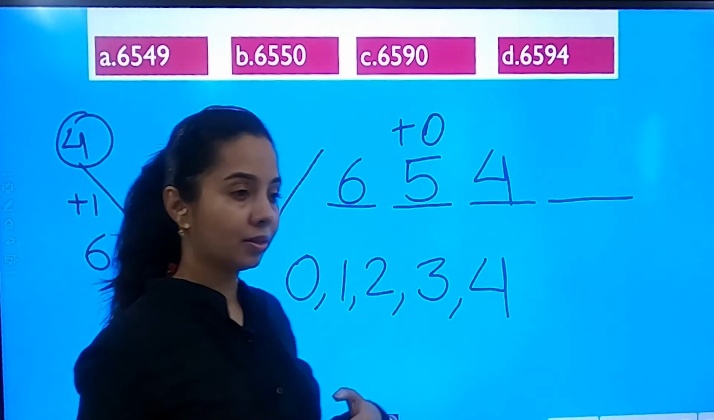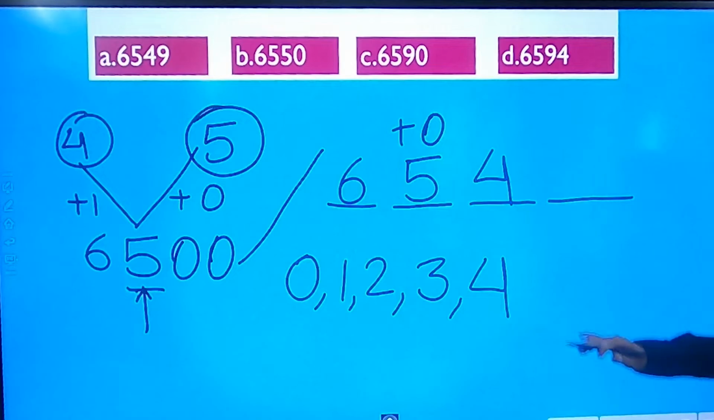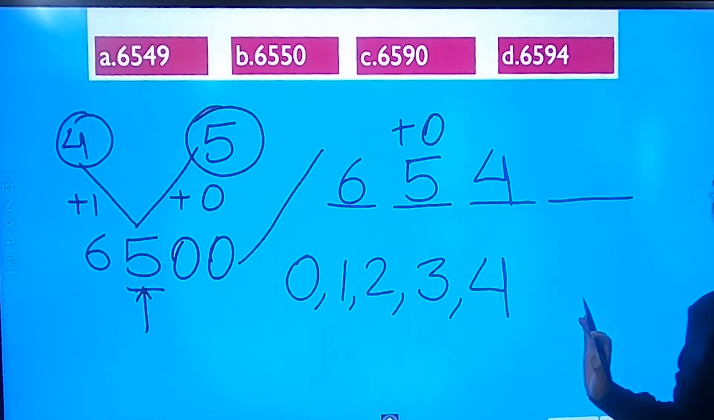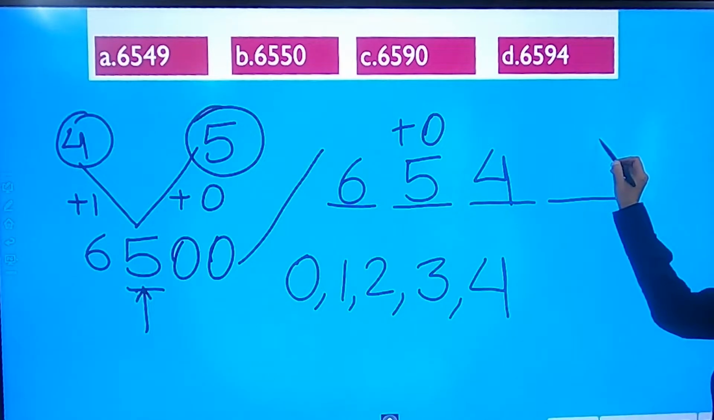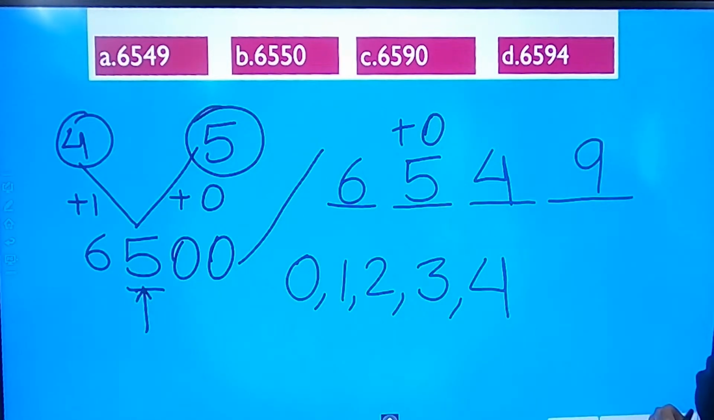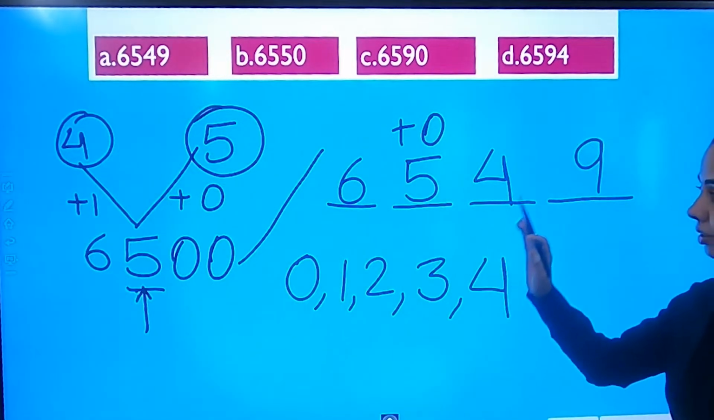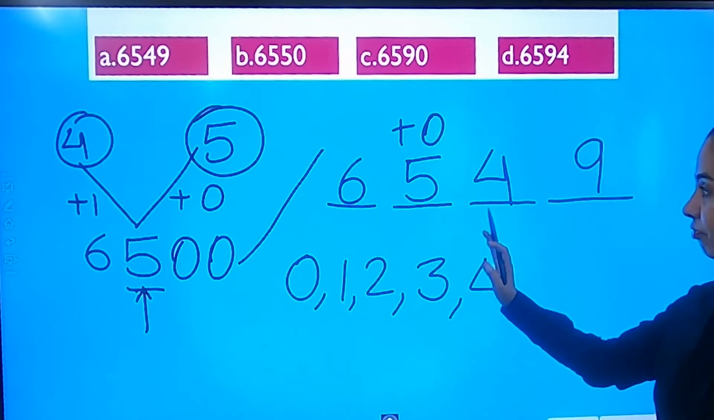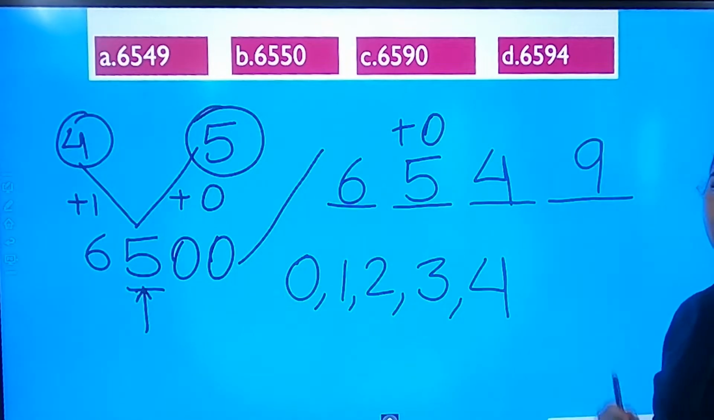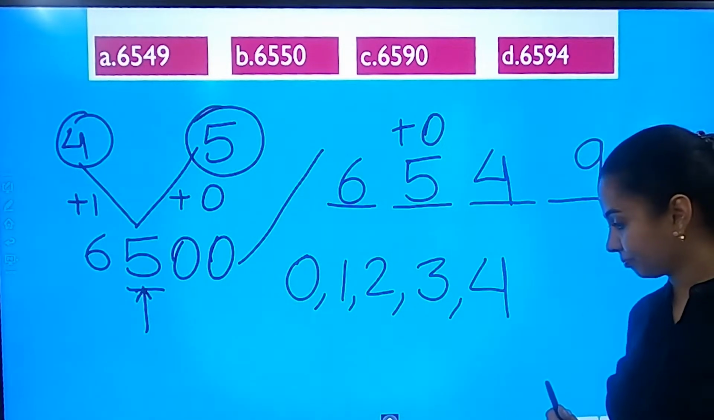Now I know that digits further right do not have any significance on the rounding of the figure. So here also I will choose the largest possible digit, and that is 9. So now the largest possible number is 6549. Shall we check this as well?